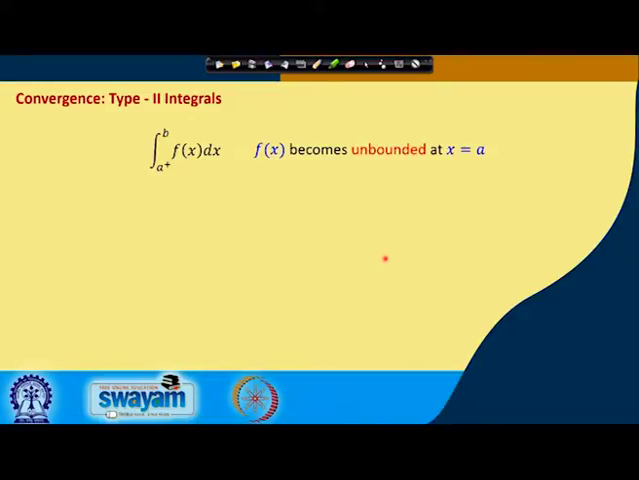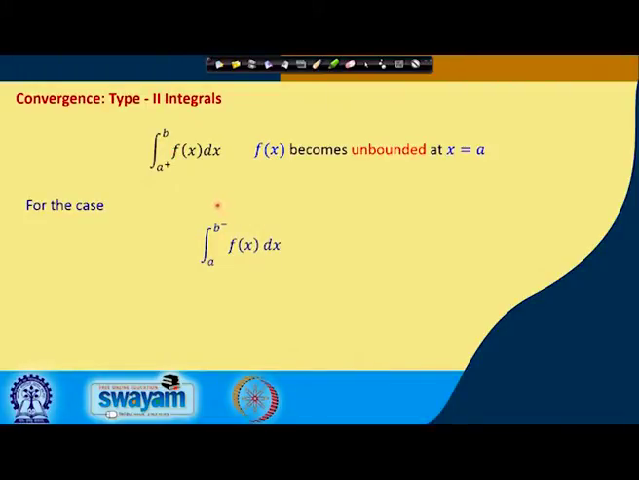So, to start with, we again remind ourselves that we have these type 2 improper integrals, and we will be using this notation: a plus means this f(x) becomes unbounded when x goes to a. Similarly, when we use b minus, for example, that means f becomes unbounded when x goes to b.